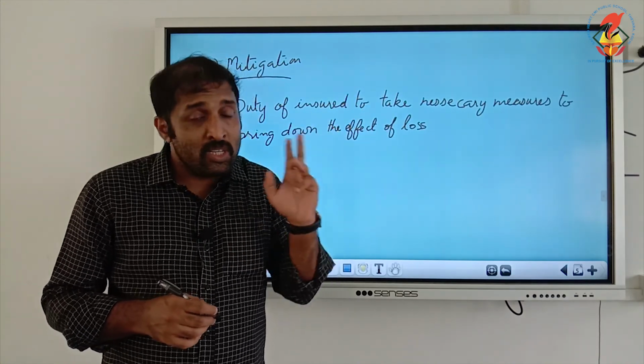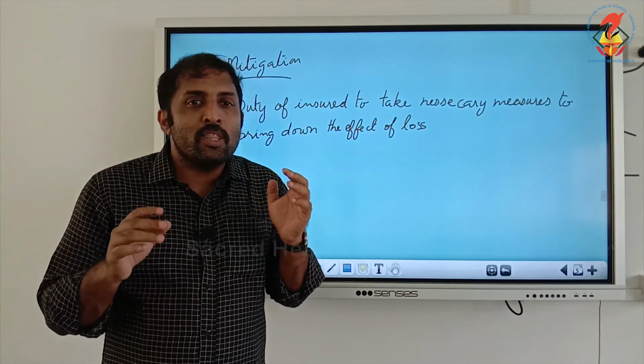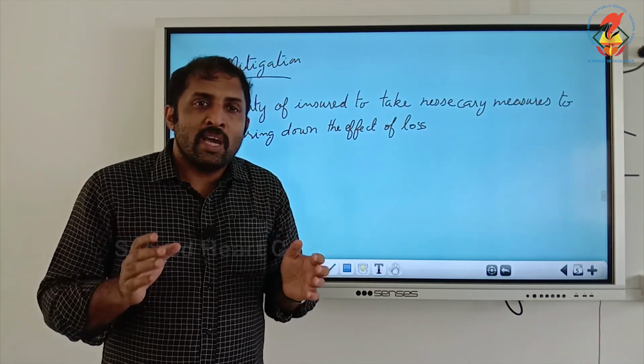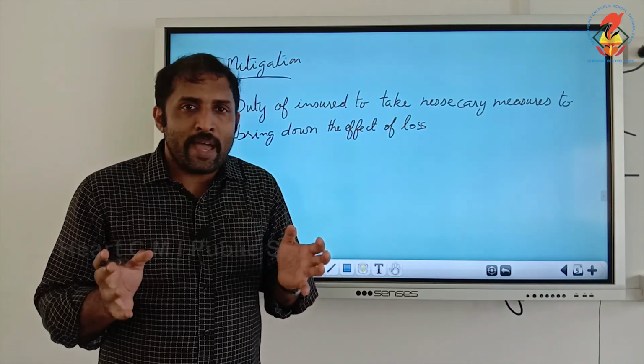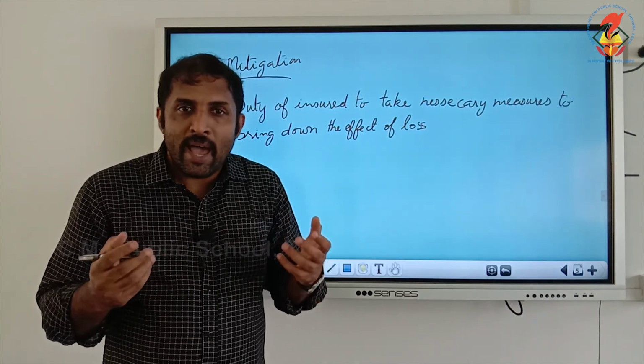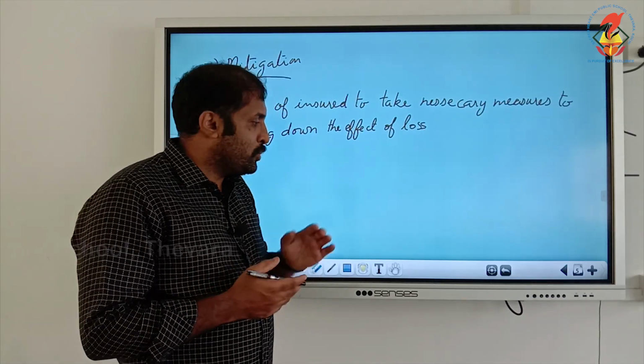So, we have seen 7 principles of insurance. It is on the basis of these principles that an insurance contract works. These are the rules of action in insurance. So, that is all.